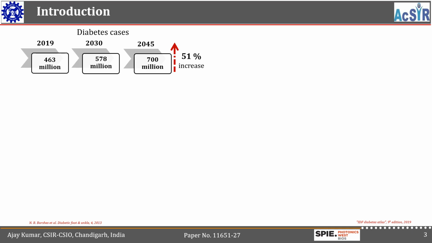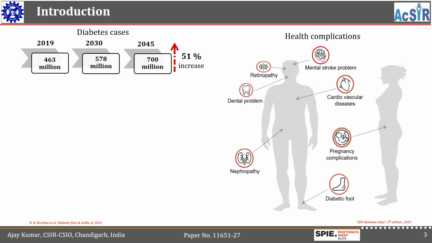Diabetes is a major health issue. According to the IDF report, in 2019, 463 million people were affected with diabetes, which is expected to increase to 578 million by 2030 and 700 million by 2045. That is, there is a 51% rise in diabetes cases.